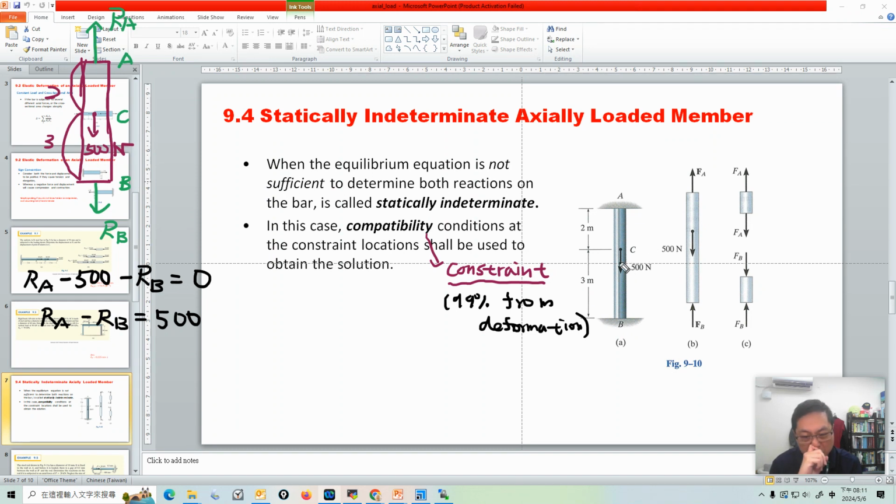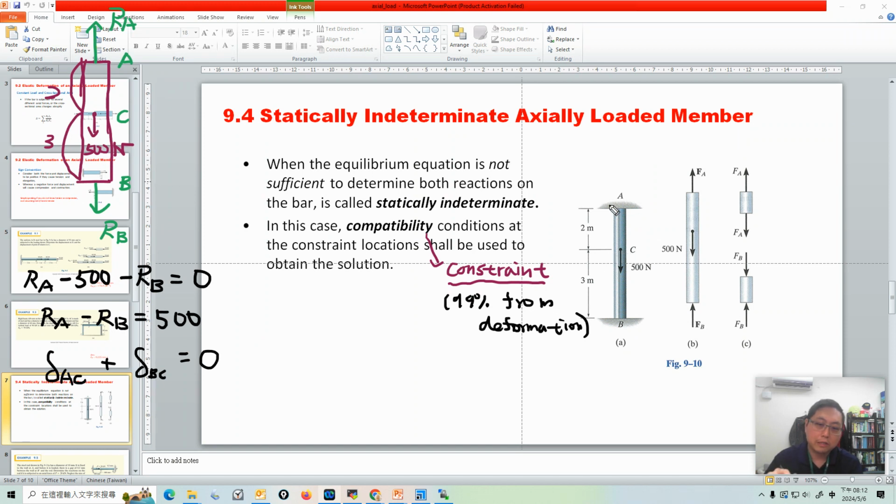So the constraint equation is like this. I apply an external loading here, and the external loading creates a deformation in the AC section and a deformation in the CB section. The overall deformation is equal to 0. Can you imagine that? If you don't know, just look at the video, where I use a real object to demonstrate this.